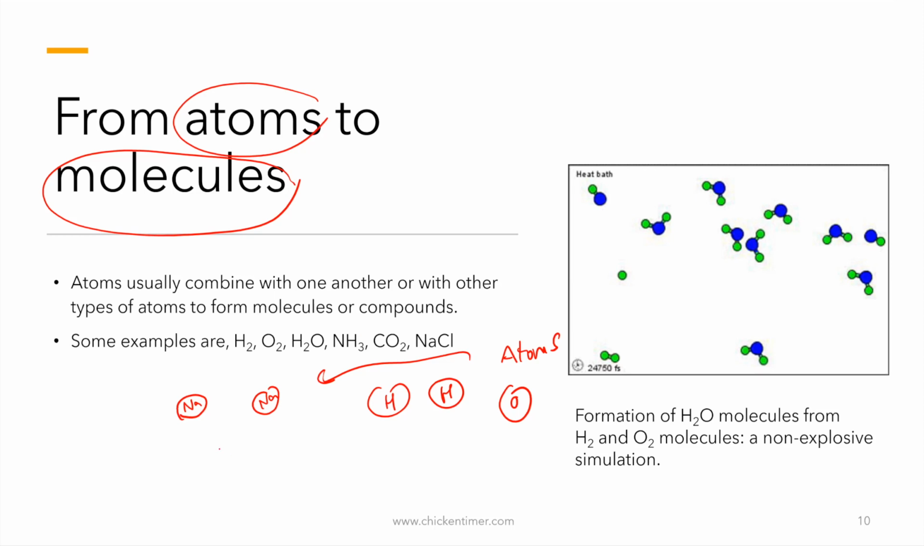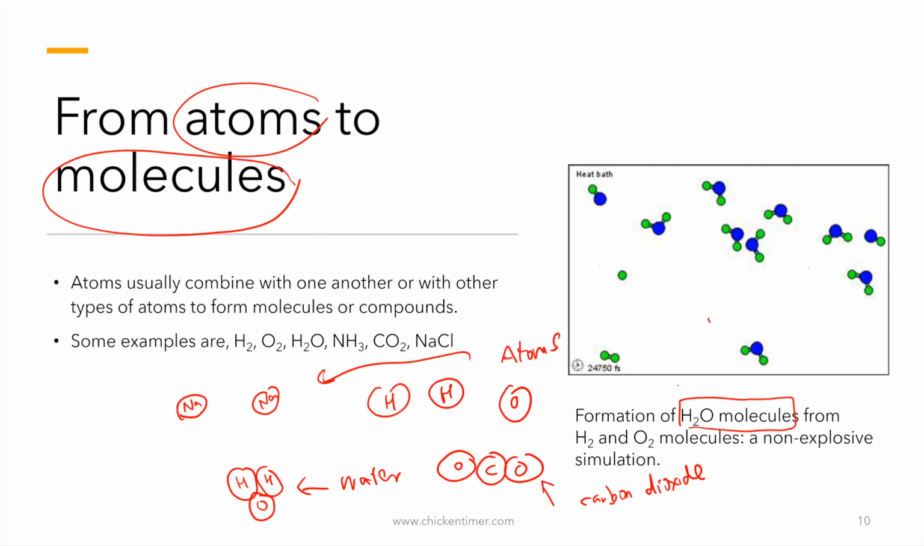In compounds, they usually exist as molecules. So that's how you get the water molecule that looks like that, and carbon dioxide that looks like that. This is an animation where water molecules are formed from hydrogen and oxygen molecules. The hydrogen molecule is small like that, and the oxygen molecule is bigger. They are supposed to move and collide with each other and form water molecules, but now it's not moving. So you need to know molecules and their formulas.